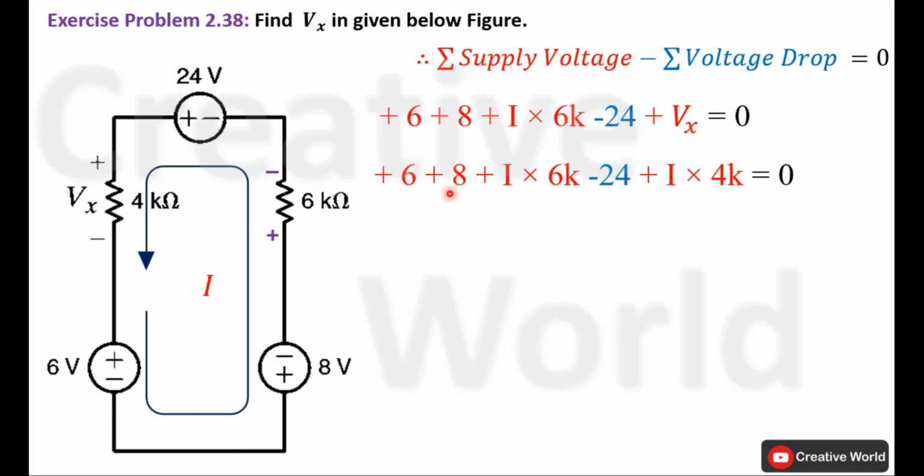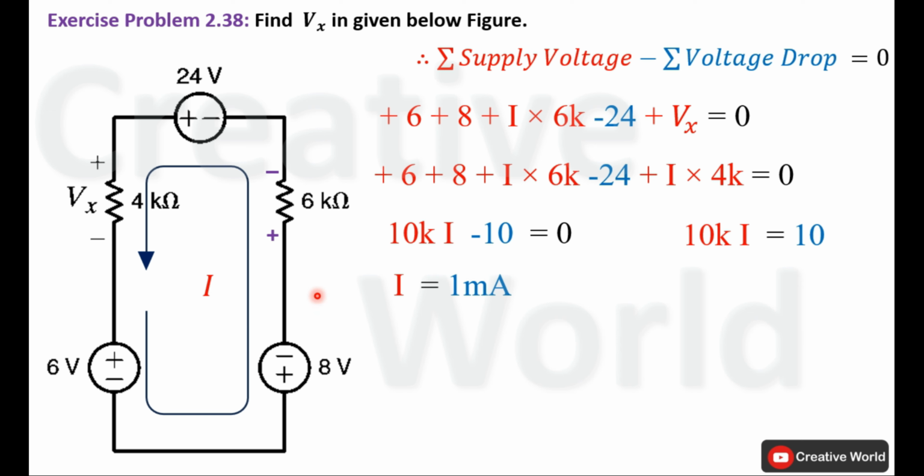Add 8 and 6 together, it will become plus 14, and subtract plus 14 from minus 24. The result will be minus 10 because the larger value has minus sign along with it. And add these together, 6k multiplied by I will become 6kI and 4k multiplied by I will become 4kI. Their sum will be equal to 10kI. Now place minus 10 on the other side of equal, it will become plus 10. Divide on both sides by 10k to calculate the value of I, that will become 1 milliampere. We have calculated the value of current I.